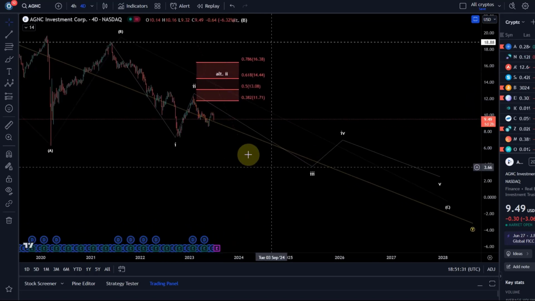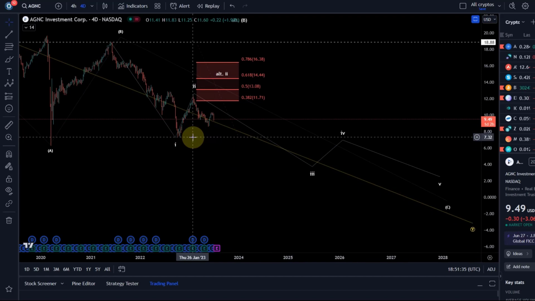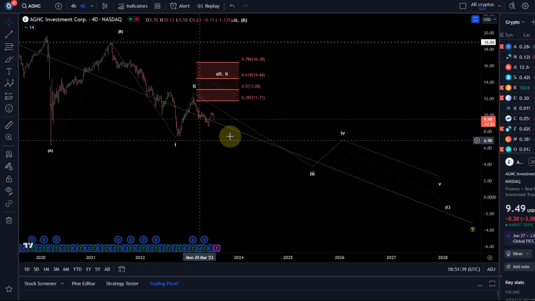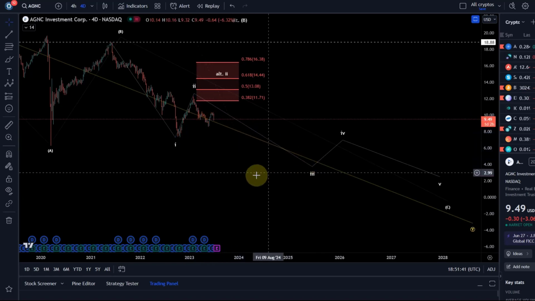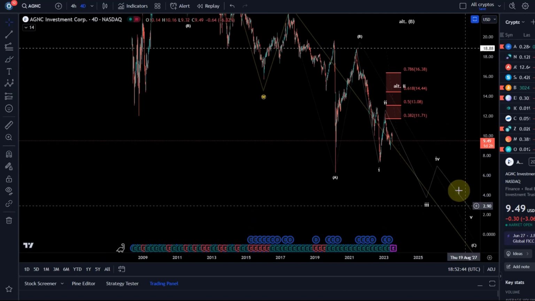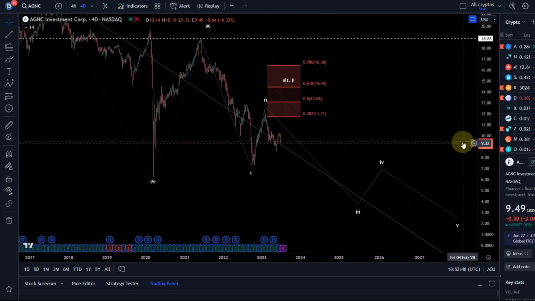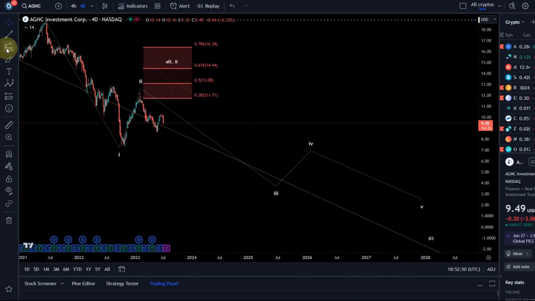So then if we head down lower, if we take out the wave 1 low, which I think we're on a good way to do, it's $7.30. Then we have confirmation that we are in the 3rd wave to the downside. So target wise, obviously we don't really have any previous support levels. So we rely on Fibonacci extensions here to the downside.